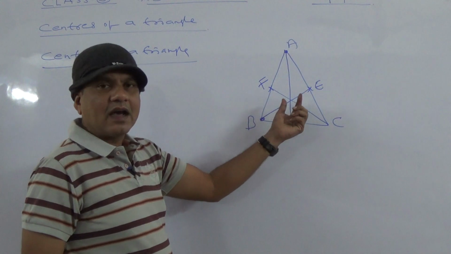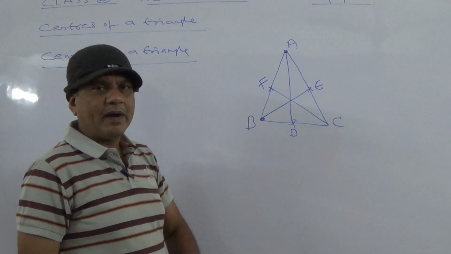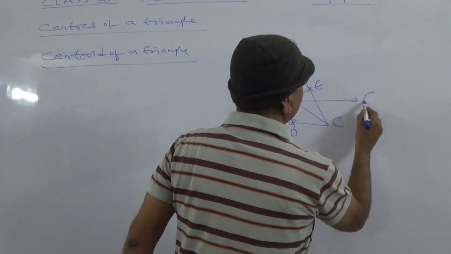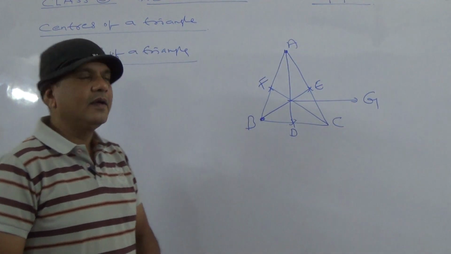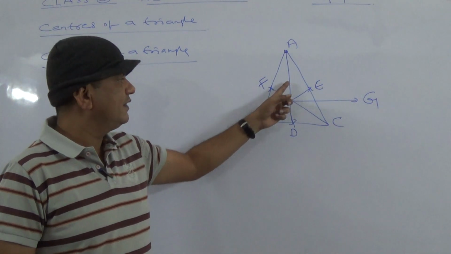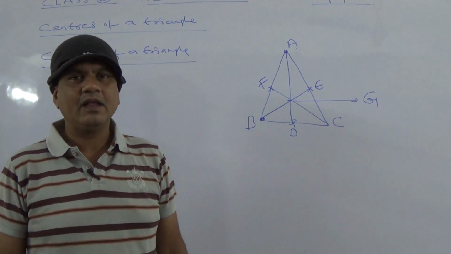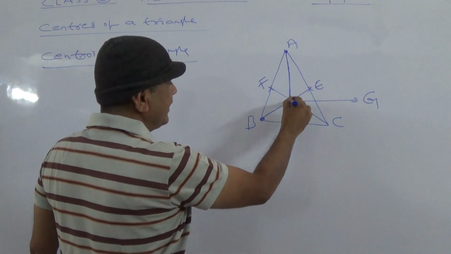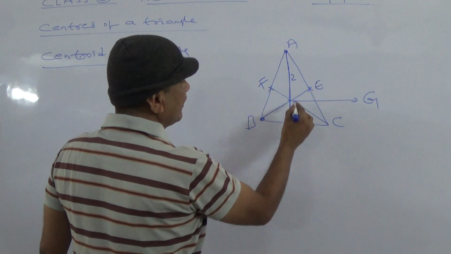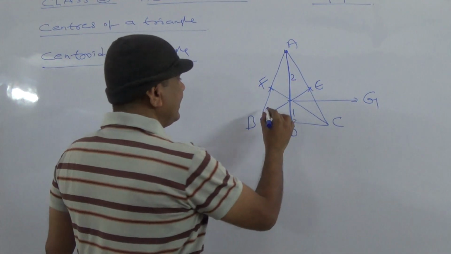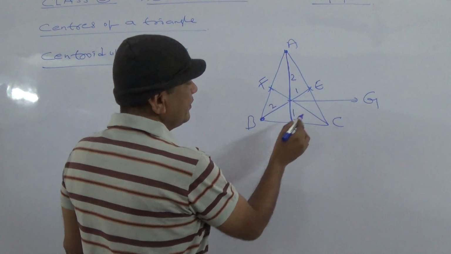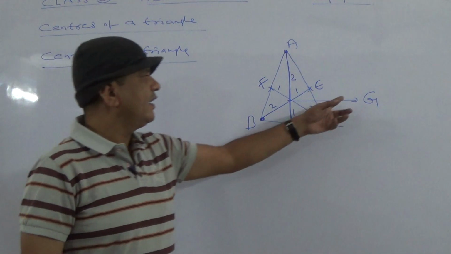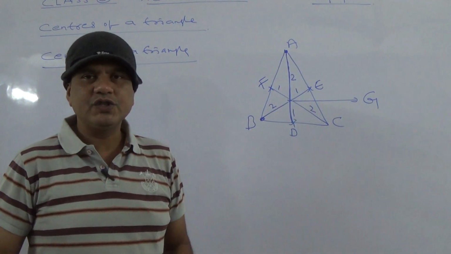These three medians are concurrent, that means intersecting at only one point. That point is called centroid of a triangle ABC and is denoted by capital G. Centroid means a point of intersection of these three medians. Now we know that this centroid divides each median in the ratio 2:1 from the vertex. That means centroid divides each median in the ratio 2:1.